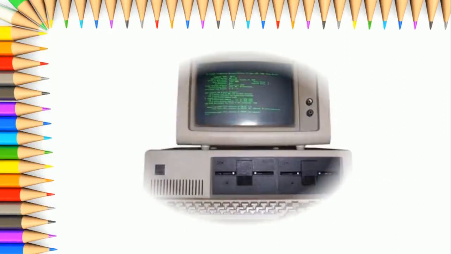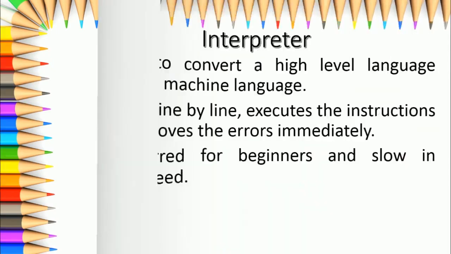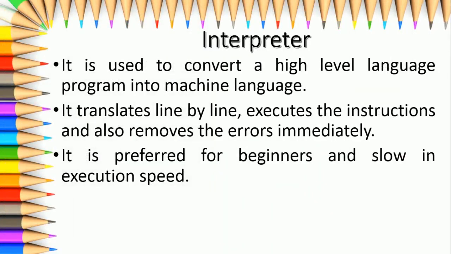Now you can see over here a computer. Now a real computer, you can see it over here. Next, interpreter. As I have told you, we need a translator in between to convert the language. So here, interpreter and compiler. Now first we will see interpreter. It is used to convert a high level language program into machine language.